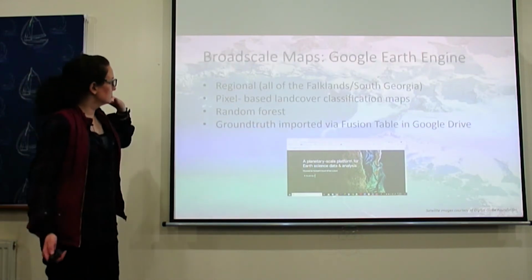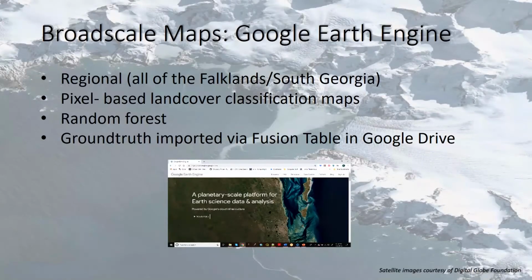So the maps that we did create, the maps that you saw first day in the beginning slides that had Falklands and South Georgia, lots of blue, lots of green, were pixel based, and they were classified using random forest, like we discussed yesterday. The ground truthing that we brought in, we tried it two ways. We tried just dropping it in manually in Earth Engine.